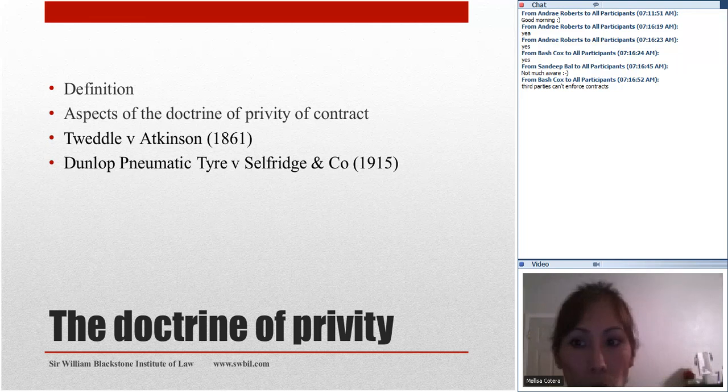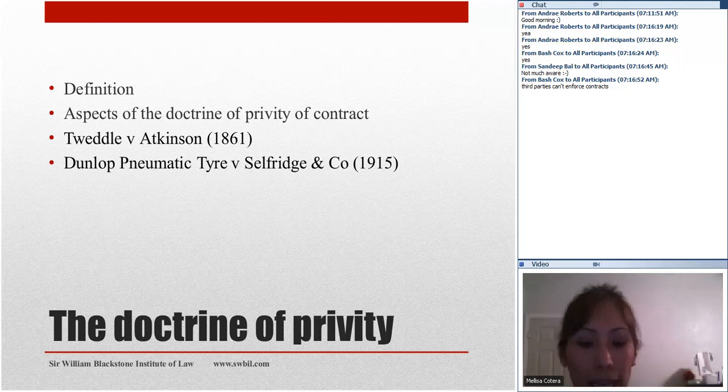So Dunlop was a third party to a contract between Selfridge and View. Remember that Selfridge was one of the retailers and View was Dunlop's dealer. So when Selfridge sold the tires below the agreed price, Dunlop sued to enforce the contract, and Selfridge argued that Dunlop could not enforce the burden of a contract between itself and View, which Selfridge had not agreed to.